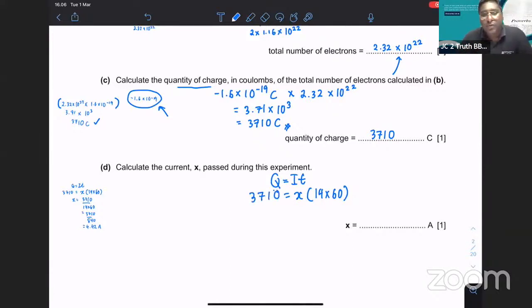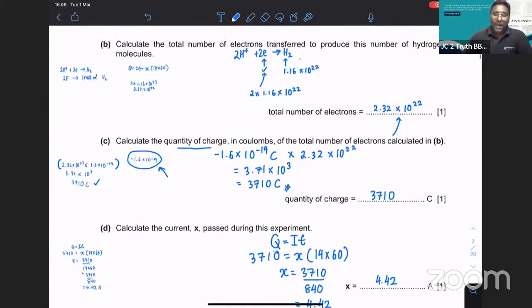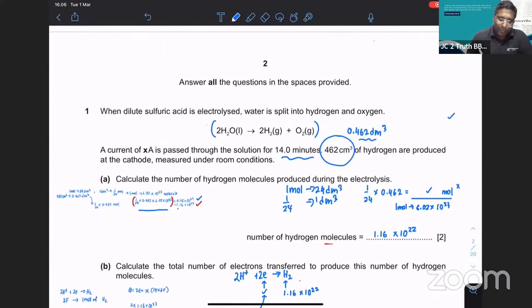You just need to look for the value of X. X equals 3710 divided by 14 times 60, which is 840. If you calculate, you will get 4.42. If you have your calculator now, you can double check the answer. This is going to give you 4.42 ampere.